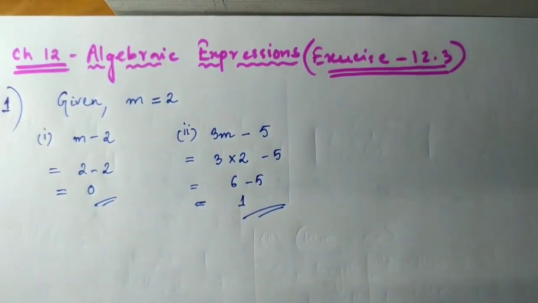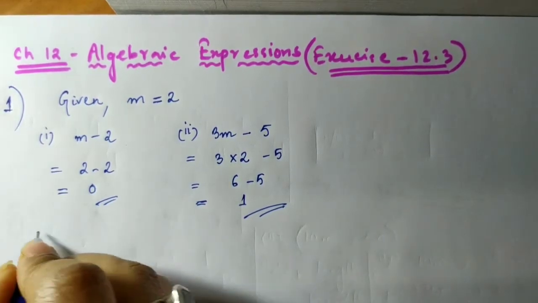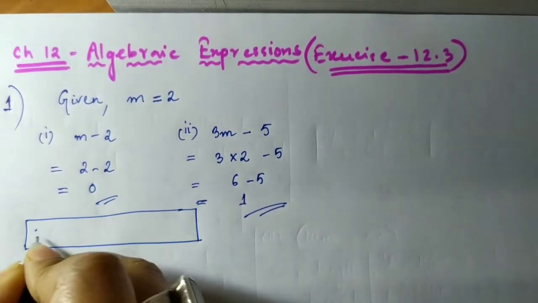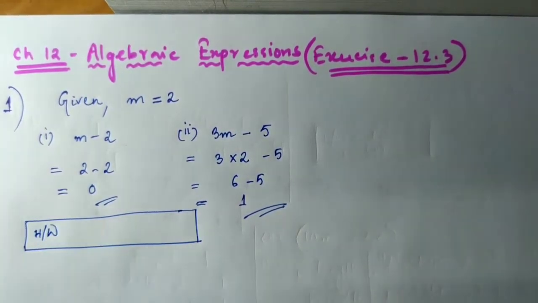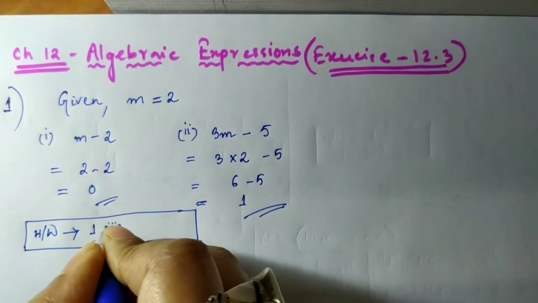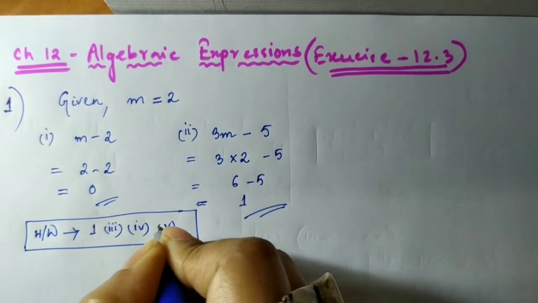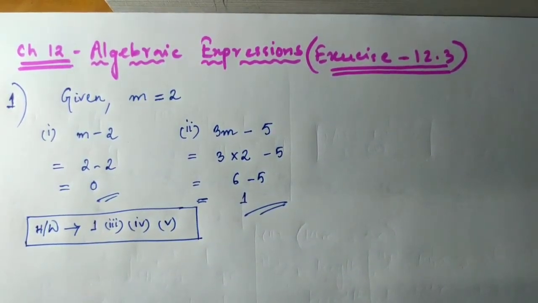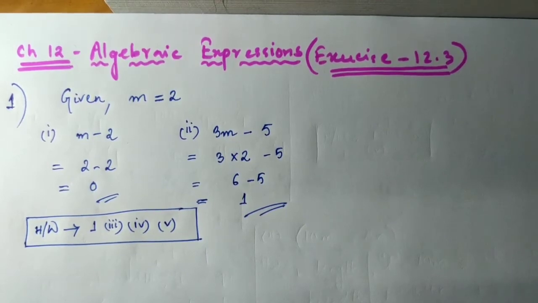Okay, so there are a few more, 3, 4 and 5. I would like you to try that as your homework. That's simple. Just put the value of m as given. So that will be your homework. Question number 1, 3, 4 and 5 will be your homework. You will just put the value of m in the given expression and you will get the solution.